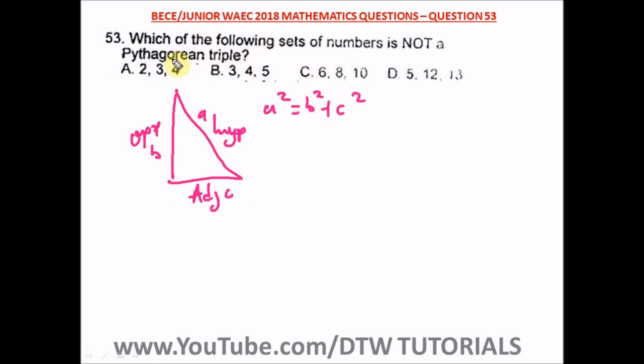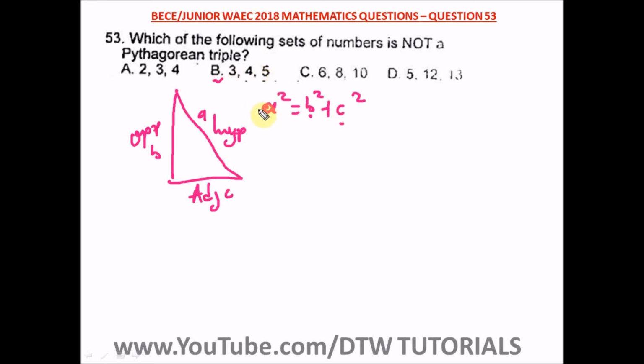Okay, so the question is asking which of these is not a Pythagorean triple. It means that when you add the squares of two of these numbers, you are going to get the square of the third one. Since we are adding, the hypotenuse will be the bigger number. So let's say this 5 will be the hypotenuse.